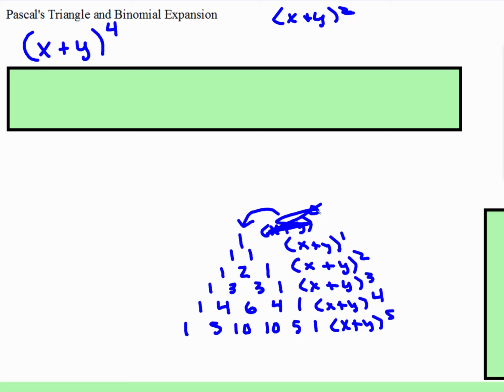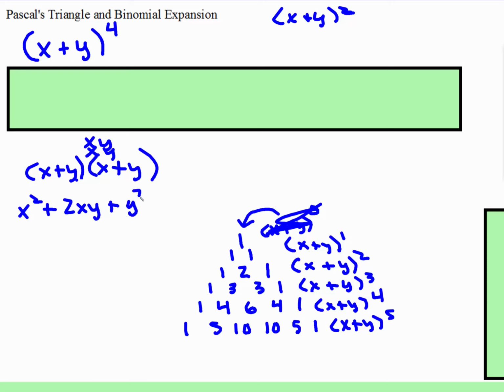All right, so the numbers that are in each row are the corresponding coefficients. So let's look at x plus y squared. So x plus y times x plus y: x times x is x squared, x times y is xy, y times x is xy. Well, there's 2 of those, so that's 2xy, and then y times y is y squared. There's an invisible 1. Oh, look at that. 1, 2, 1. 1, 2, 1.